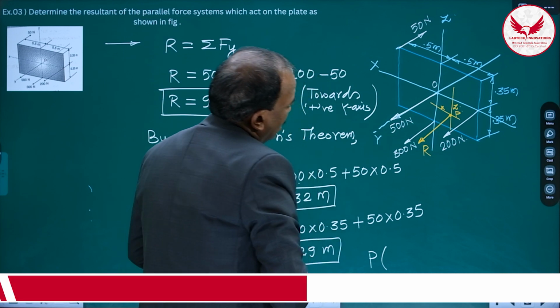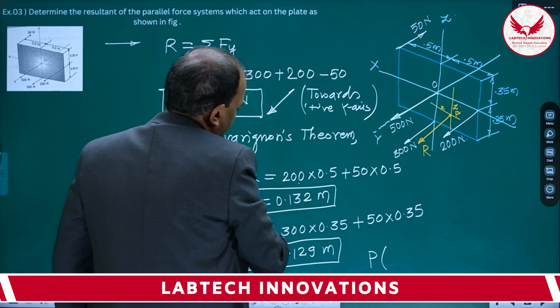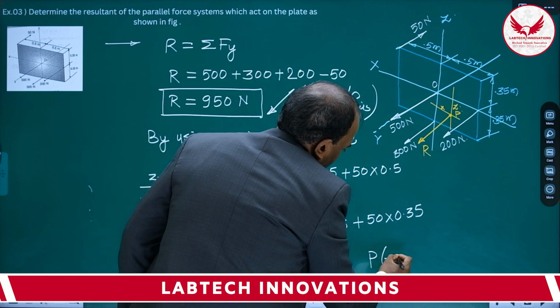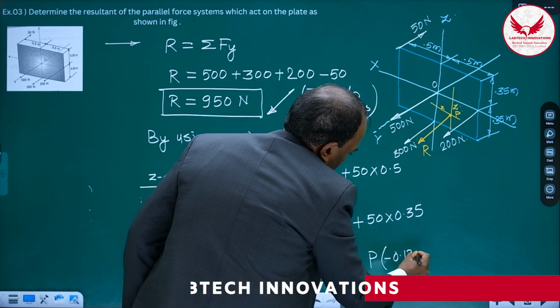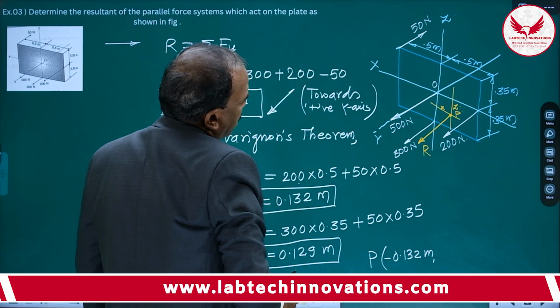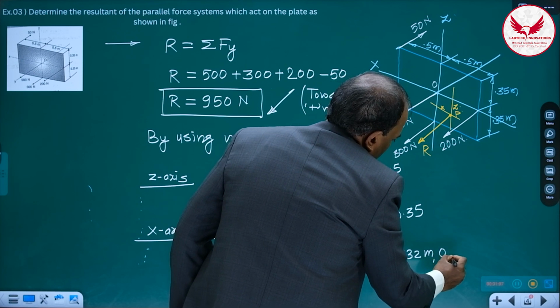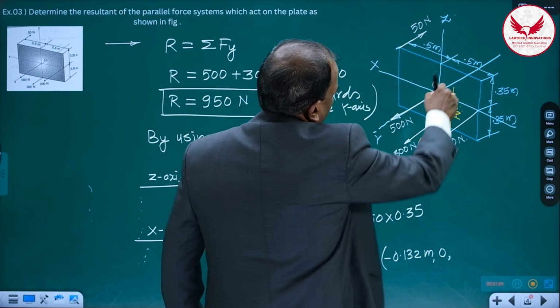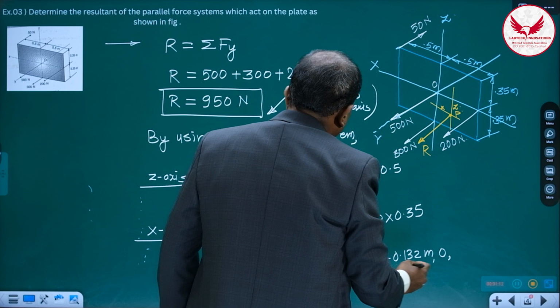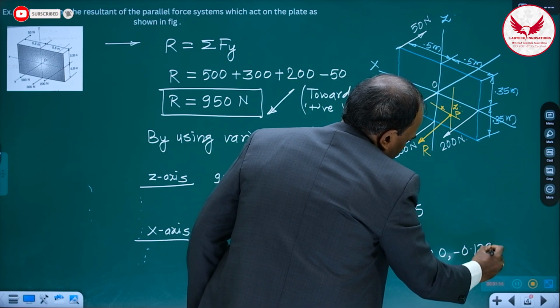So this is the location, and if you see this neatly, if that P point is there, we can write this. Now positive x, if it is towards this, means this x is negative, minus 0.132 meters, comma. So it is in xz plane, that's why y coordinate is 0, and z coordinate again it is below origin, negative, minus 0.129 meter.